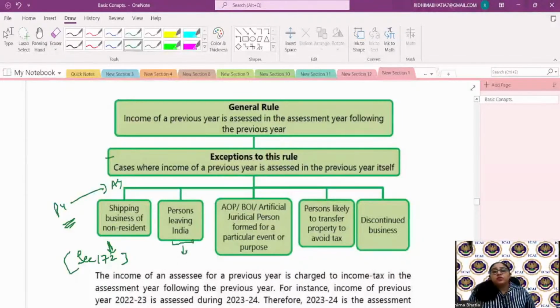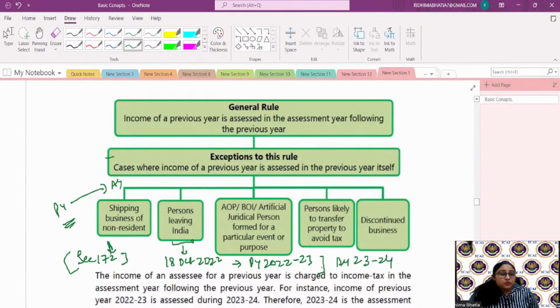Persons leaving India for good. What is a person leaving India for good? Suppose there was a person who came from USA for 3 years of employment. Now he's going back and he has no plans to come into India again. His assignment is completed. Now he's going today, which is on 18th October 2022. Practically the previous year 2022-23 is going on, right? Iska return filing would be due as an assessment. The income would be assessed in 23-24, right?